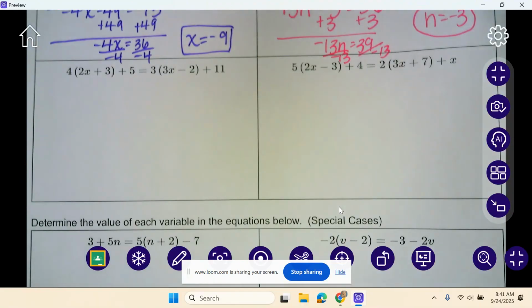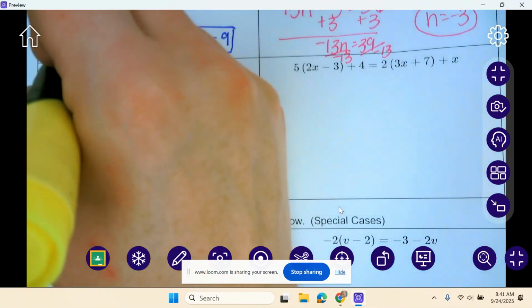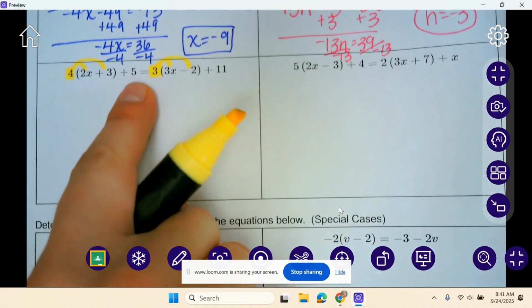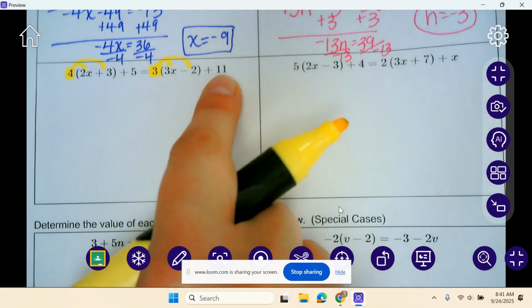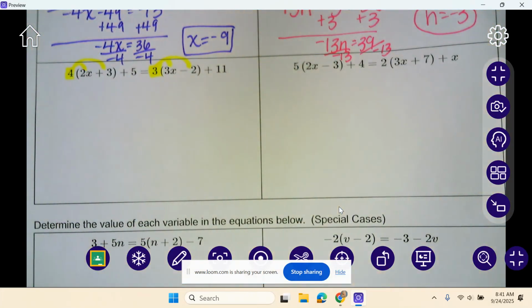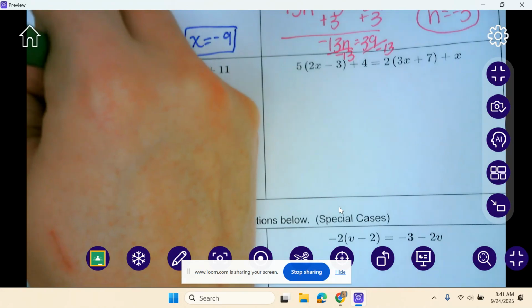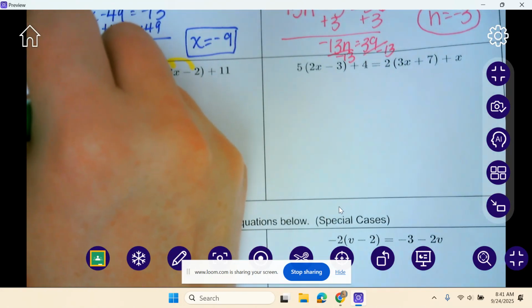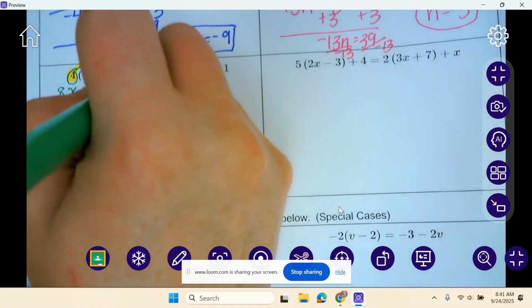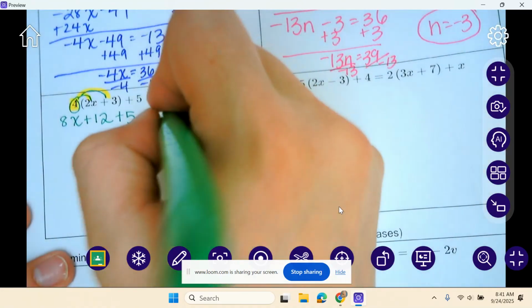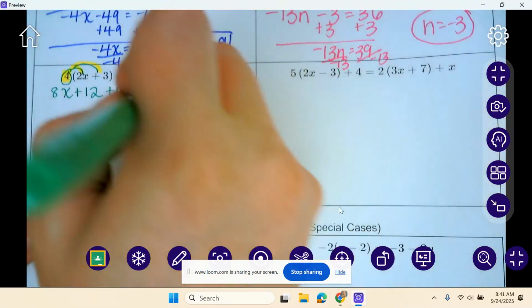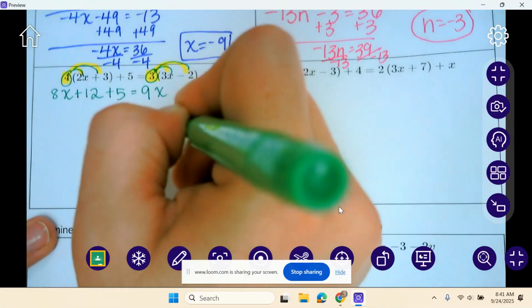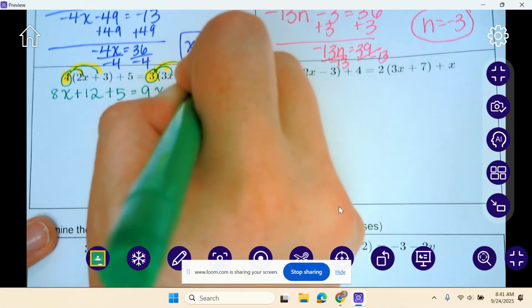All right, so more distribution. I'm going to take this 4, distribute it, take this 3, distribute it. Nothing changes with the +5 right now, and nothing changes with the +11 right now. Okay, so 4 times 2x and 4 times 3, that's going to give me 8x plus 12 plus 5, that stays the same, equals 3 times 3x is 9x, 3 times -2 is a -6.